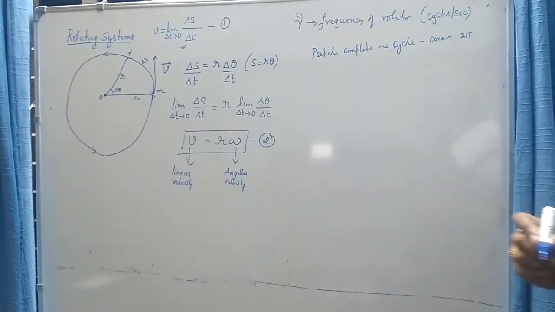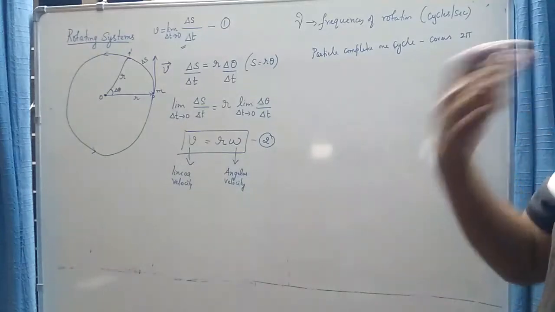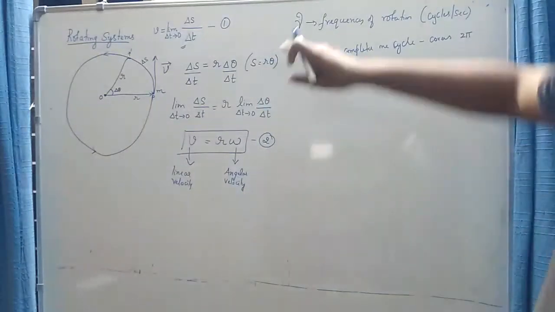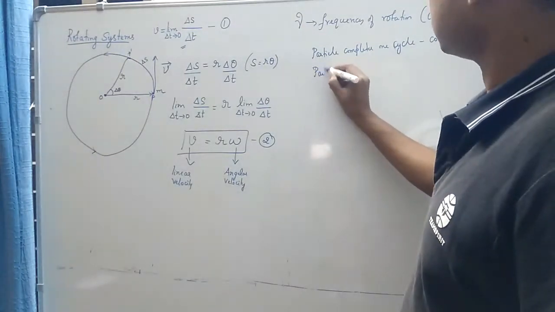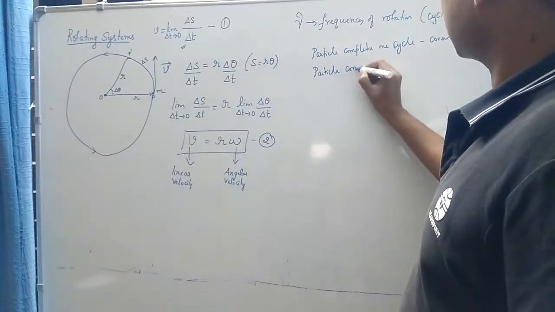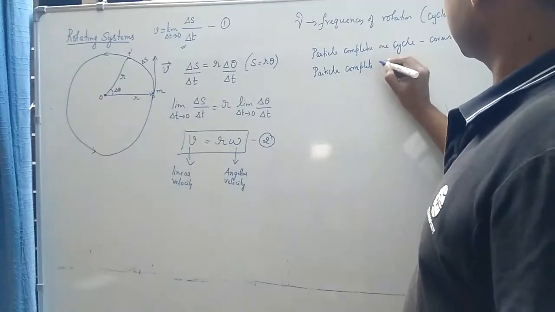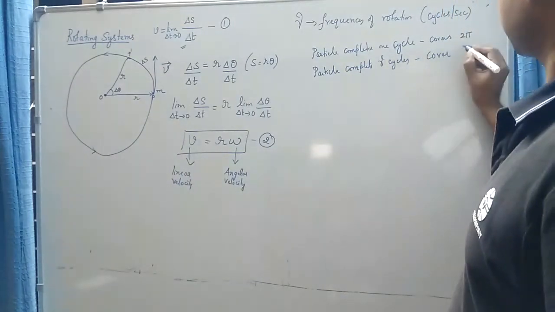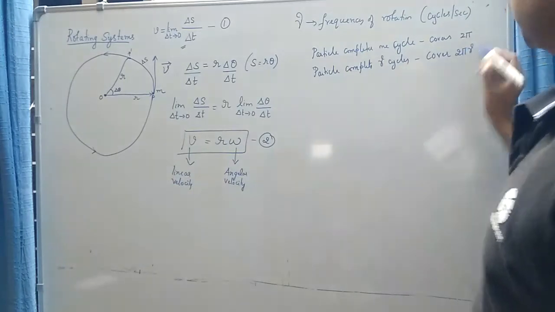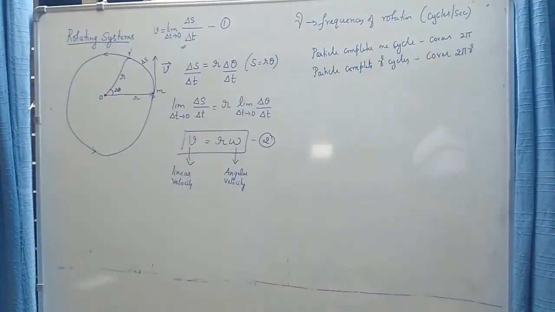But here in 1 second the particle is completing nu number of cycles because the frequency is nu cycles per second. So when the particle completes nu cycles, it means it is covering an angle 2 pi into nu, because in each cycle the angle covered is 2 pi, and therefore in nu cycles the total angle covered is 2 into pi into nu.